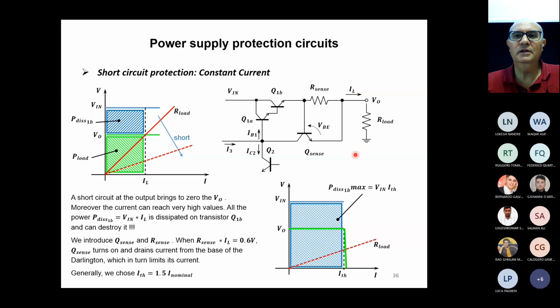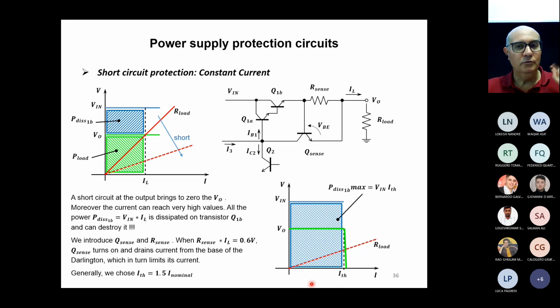So basically what we do is, look at this plot here. This is the output current of our power supply, the input voltage and output voltage. We decide to turn on the sensor transistor at a current value that we call I threshold.